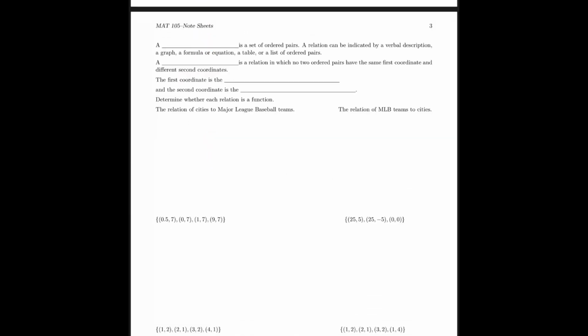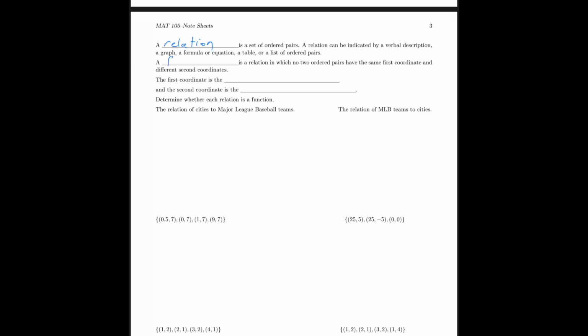Okay, class, now that we've looked at a few examples of this idea of function, let's start looking at it in a more mathematical sense. So there's a few terms we need to define. First of all, a relation is a set of ordered pairs. A relation can be indicated by a verbal description, a graph, or a formula or equation, a table, or a list of ordered pairs. So it's simply pairing up numbers or words or letters or whatever you want to look at, but it's just a set of ordered pairs.